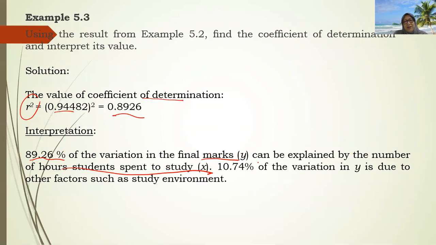And you can add further if you like: the balance of it, which is 10.74% of the variation in Y, is due to other factors. You can add this part if you like. If not, you can just leave it. What is important is the major percentage.